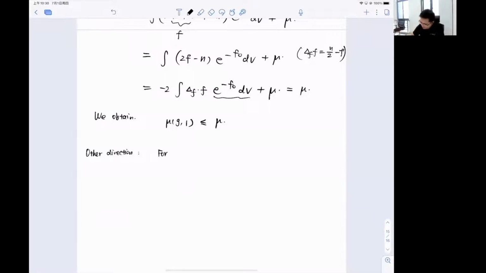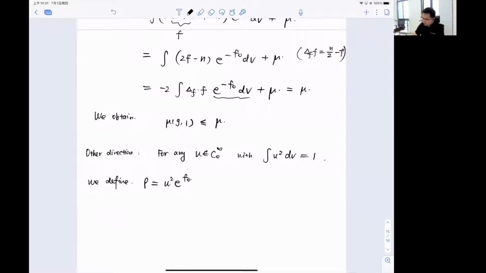Now for any u which is smooth with compact support, with the integral of u squared dv equal to 1, we can define the following test function rho as u squared times e to the f0. Notice that this choice of rho means the integral of rho with respect to the probability measure dm should be equal to 1.